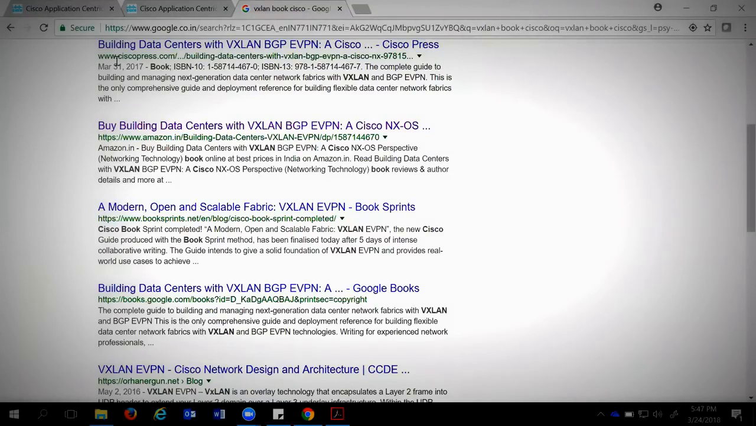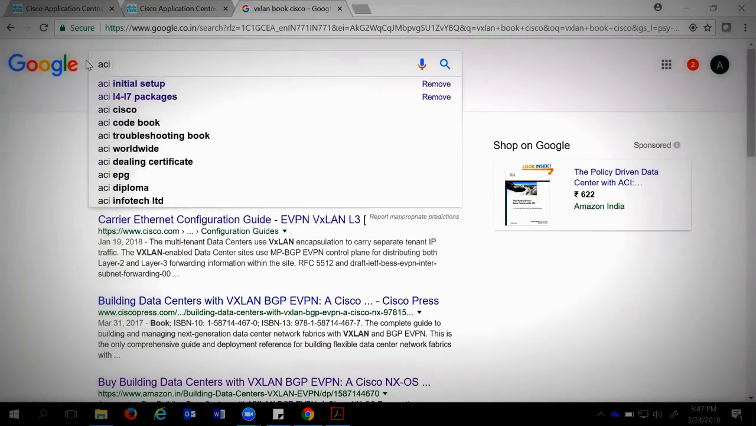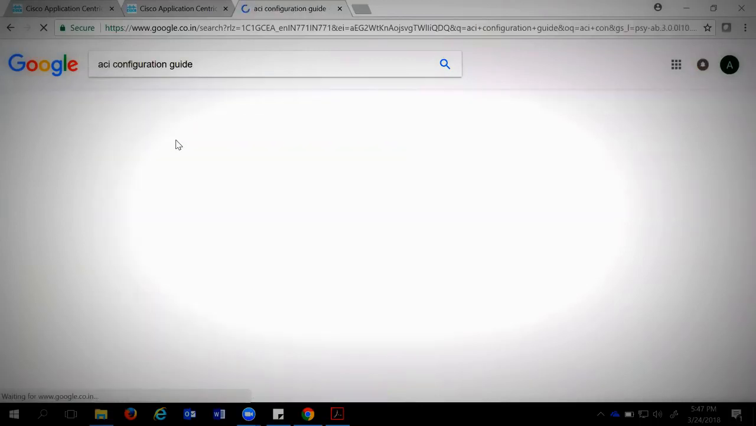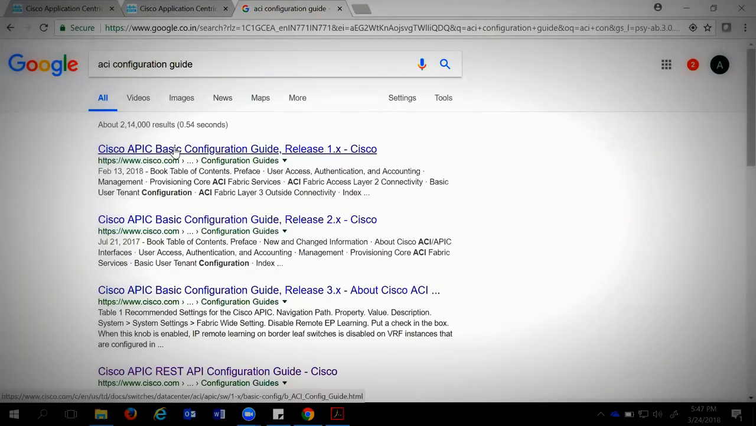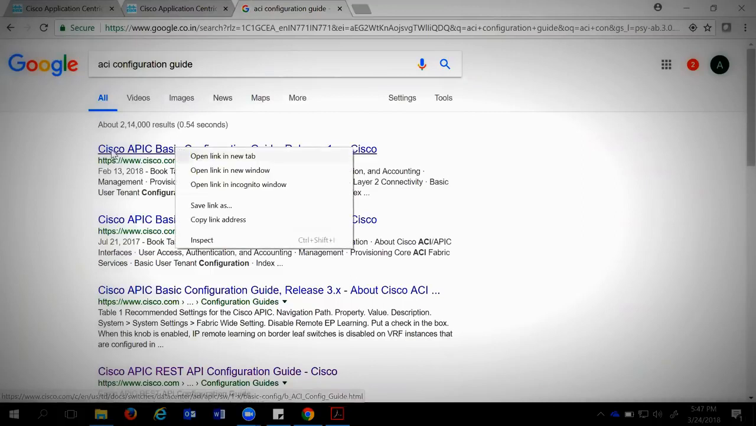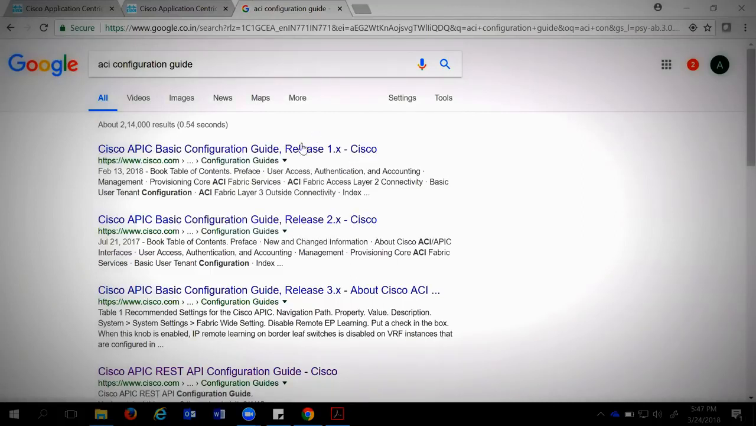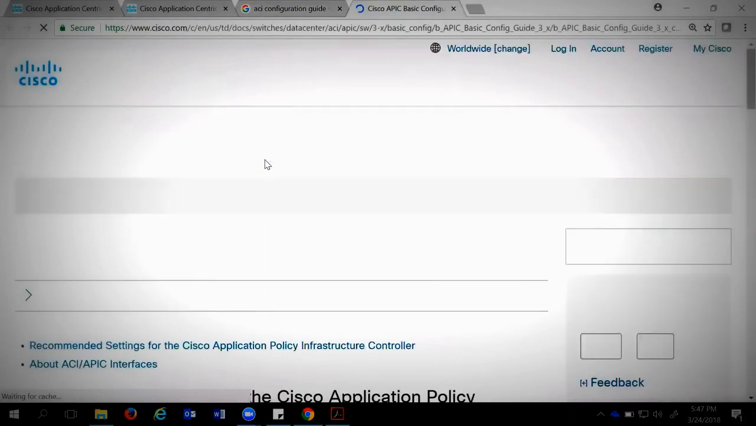And the other easy resource for anyone going for any kind of implementation could be the ACI configuration guides. When you go to the ACI configuration guide, it is defined as the APIC Basic Configuration Guide. There are different versions mentioned: 1.x, which is a very old one; 2.x, which most customers are running; and 3.x, which was introduced, I think, about 6 months ago.